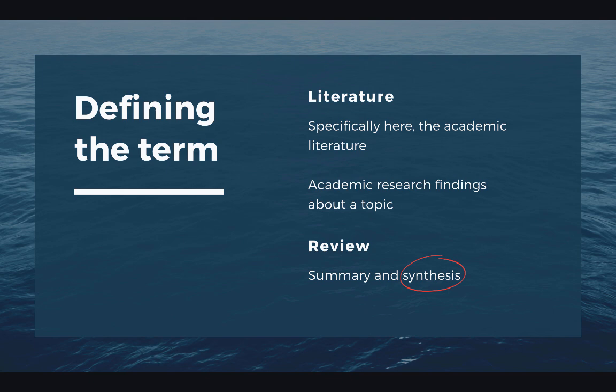This is really important. Your literature review needs to be organized by topic and not by source. This is the key difference between this assignment and the annotated bibliography. The annotated bibliography is organized by source, but the literature review should be organized by topic.